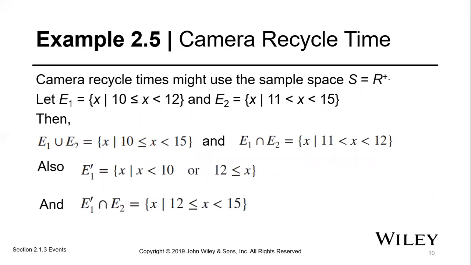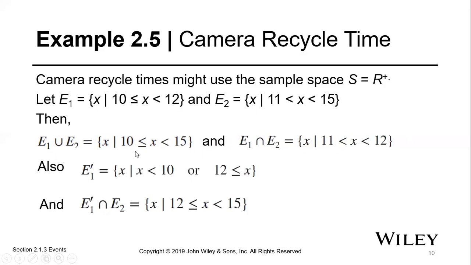Back again, we have recycle times in the sample space between 10 and 12 seconds for event 1 and 11 and 15 seconds for event 2. Looking at this, the union, 10 to 12 and 11 to 15, since those overlap, we go from 10, the low end, to 15, the high end. And the intersection, where they have the same values, would be between this 11 here and this 12 here.